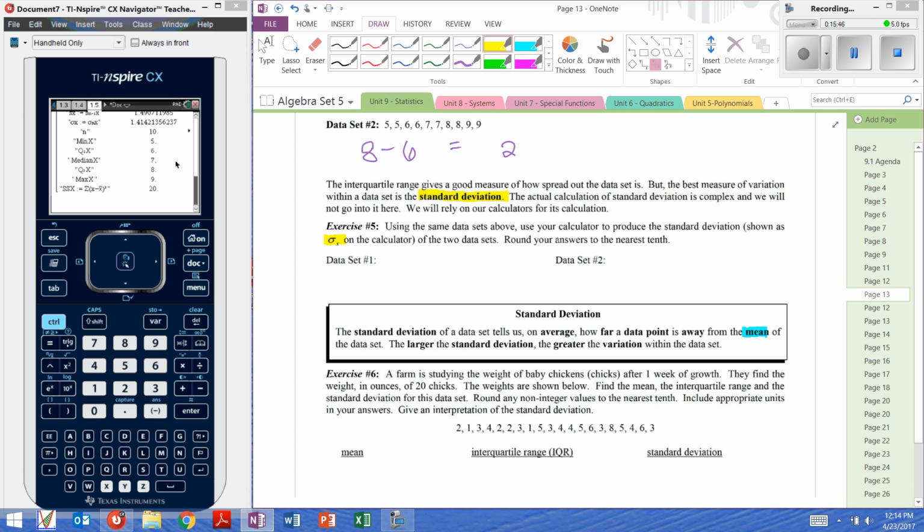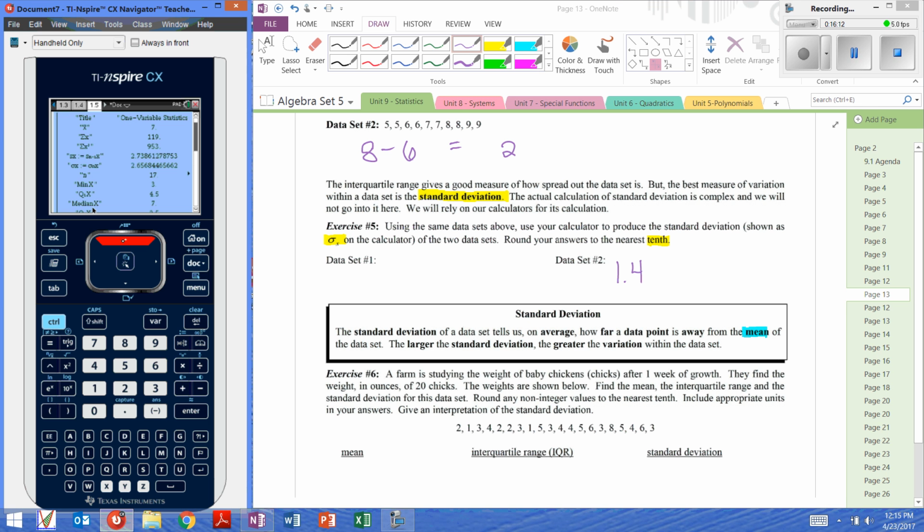This is my data set 2. I didn't change anything on my calculator. My sigma x, sorry about that. There's a dog barking. I'm recording this video at home. Okay, so what we are looking for is sigma x on our calculator rounded to the nearest tenth. So nearest tenth here would be 1.4. And again, this is data set 2.